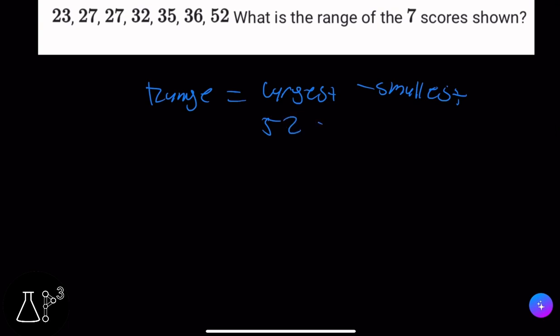So range, like we just said, equals largest minus smallest. So let's see which one is our biggest and smallest numbers. Our biggest number is 52, and our smallest number is 23. All I have to do is subtract, and it gives me my answer, which ultimately equals 29. So my range is indeed 29 out of the 7 scores. It's important to know this, and I'll explain how it looks in a box plot in another question following.